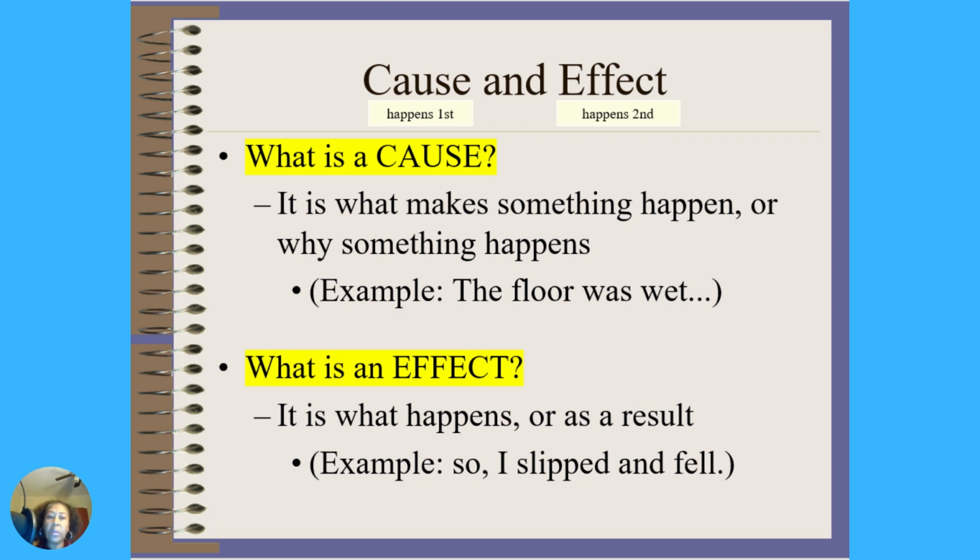Well, a cause is what makes something happen in a story or why something happens. So cause answers the question, why? A cause always happens first, boys and girls. It always happens first, and the effect always happens second. Let's look at an example of cause. The floor was wet.